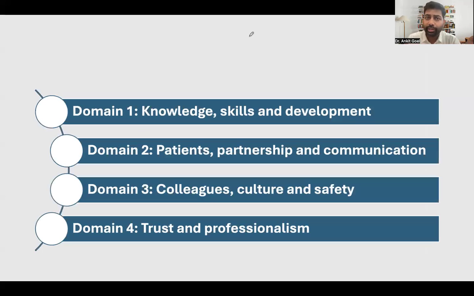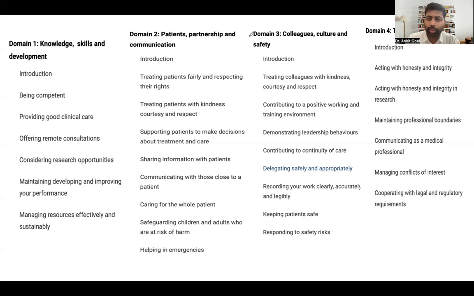The entire Good Medical Practice has been divided into four main domains: knowledge, patient care, professionalism, and your relationship with colleagues. All these aspects are discussed in detail in the Good Medical Practice. Every domain has a lot of subtopics inside them, and it's a lot of volume to read for your exam when you have the whole of urology to study. And if you are asked to read all this and find out which point can be framed as an MCQ, it's very difficult for you to do so.